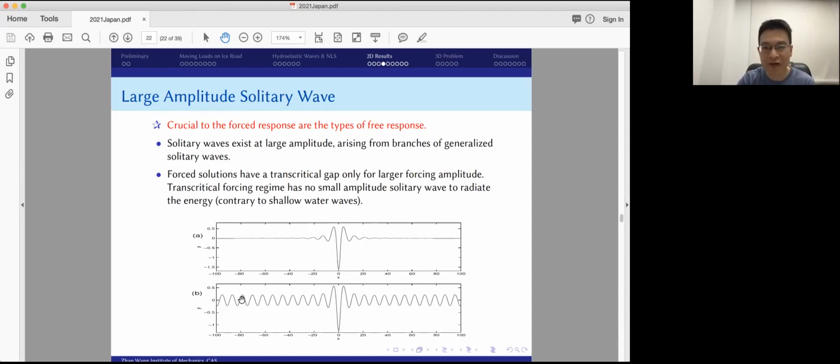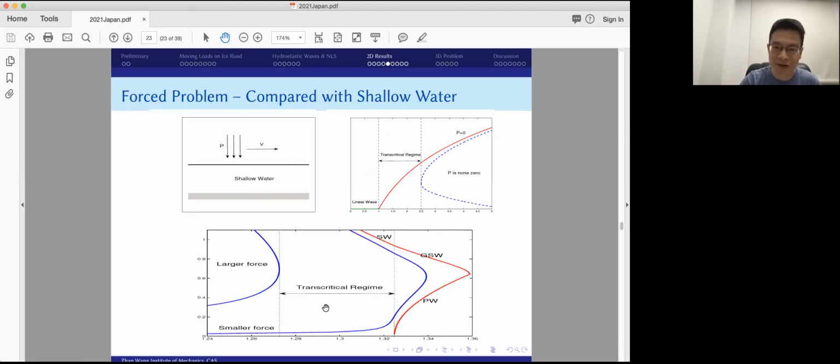This solution bifurcates from a solution called generalized solitary waves. A generalized solitary wave is a non-physical solution. You have a pulse in the middle, and you have non-decaying oscillations, a train of ripples, Stokes waves in the far field, but mathematically it exists. So the bright solitary waves bifurcate from generalized solitary waves, and the generalized solitary waves bifurcate from periodic waves, and the periodic waves bifurcate from zero amplitude. That's the bifurcation mechanism, which is quite funny.